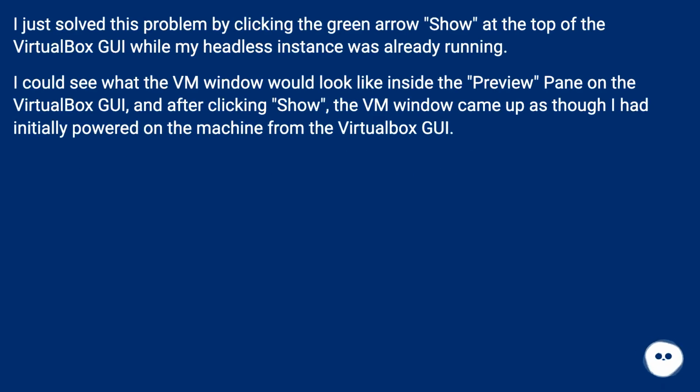I just solved this problem by clicking the green arrow, Show, at the top of the VirtualBox GUI while my headless instance was already running. I could see what the VM window would look like inside the Preview pane on the VirtualBox GUI, and after clicking Show, the VM window came up as though I had initially powered on the machine from the VirtualBox GUI.